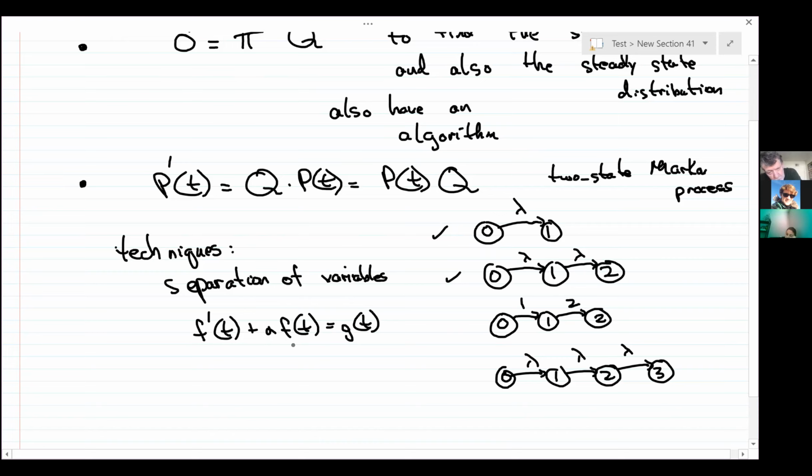F is the function we want, and G is a given function, alpha is a constant. So these are two techniques that we've already talked about: how to do separation of variables and how to solve this linear differential equation with constant coefficient.